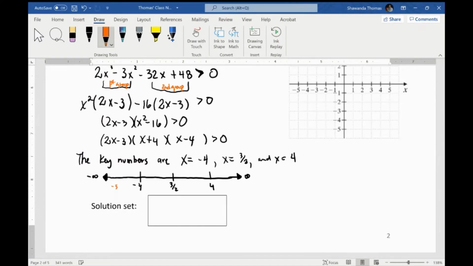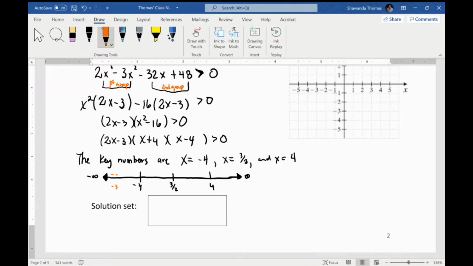All right. Plug into the first parenthesis, 2x minus 3. Would it be negative or positive? -10 minus 3. Is that negative or positive? Negative, just for the first parenthesis. Now let's plug into x plus 4. Is that negative or positive? -5 plus 4? Negative. All negative, right.